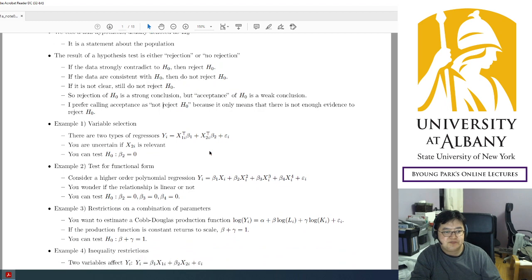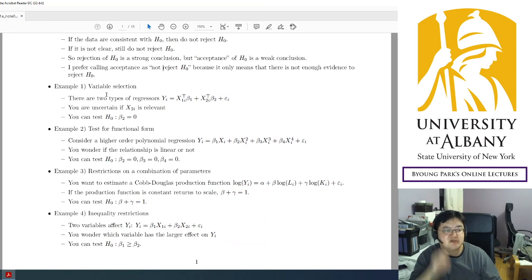Some examples. First example, variable selection. Here, there are two regressors. Say all are exogenous and everything is nice, but we are interested in whether x2 is relevant or not. x2 should be included in this regression or not. And you may test whether beta 2 equals 0 or not. It is the statistical significance testing, right?